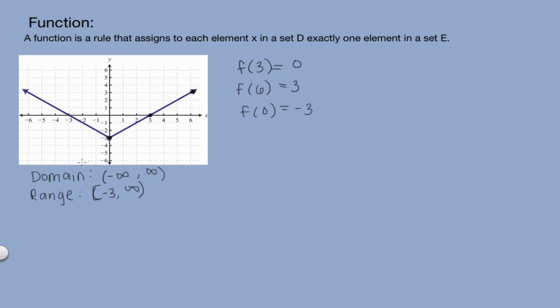So just keep that in mind, that the domain is the values getting put in, so the x values in this case, and then the range is the values getting put out, so they would be the y values.